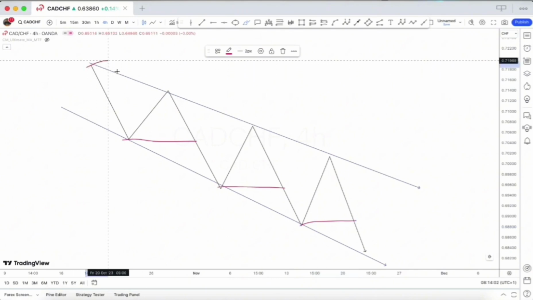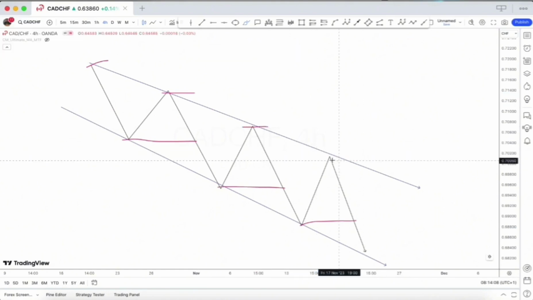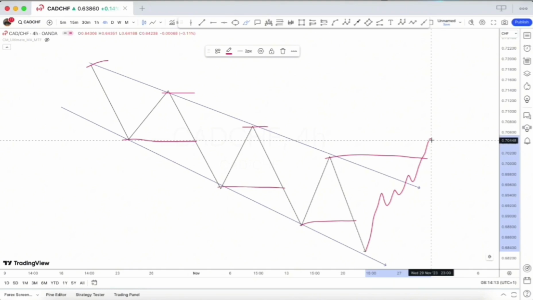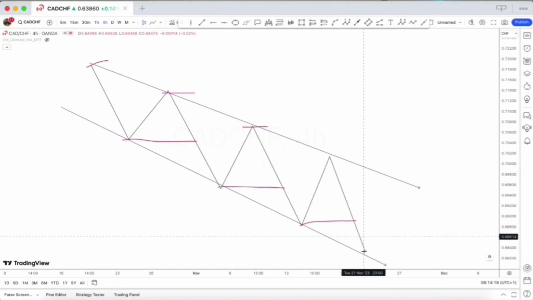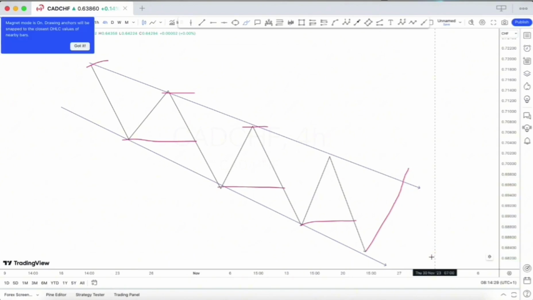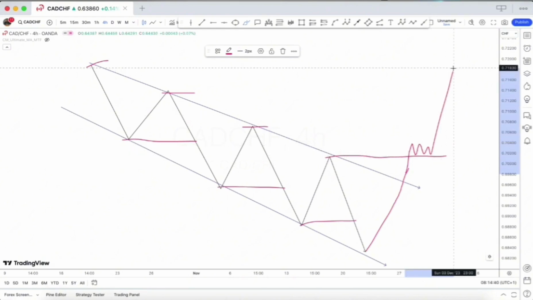You can see that the resistance is being respected, it is not being broken. So any attempt for the market to break through this resistance means a change of trend. It is not just a breakout of a trend line. Sometimes we may have a breakout of a trend line, and then you still see price pushing back in the direction. But we have to wait for a break of this resistance structure. Then we can regard this as a change of trend. You can see something like this.